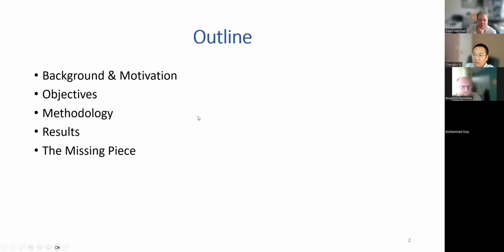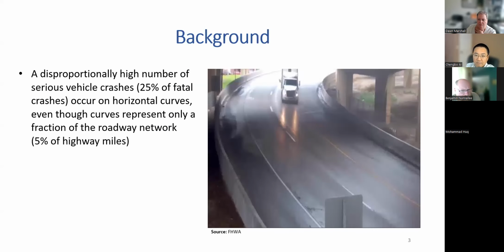All right, this is the outline of today's presentation. I'll quickly introduce the background and motivation, some objectives, and then go into the methodology we use, the results and findings we have come up with, and then the missing piece that I want to discuss a little bit for future studies.